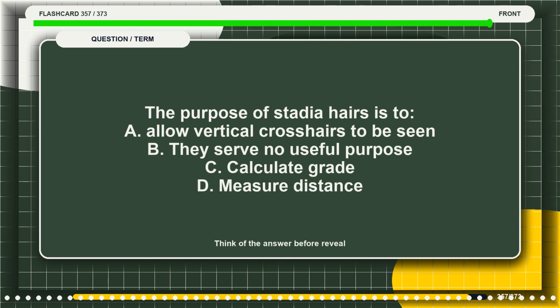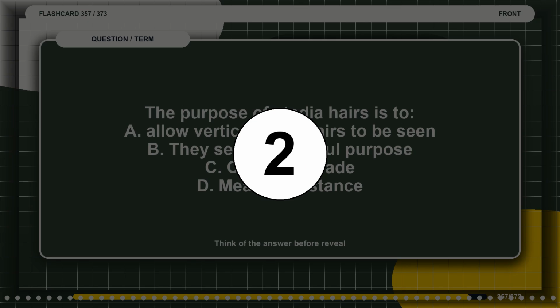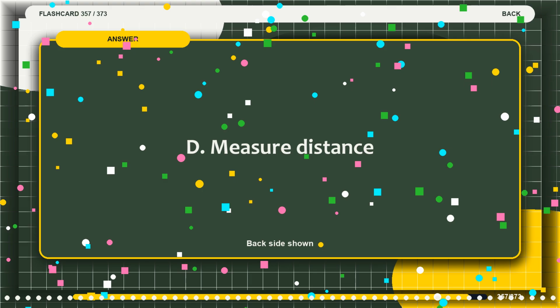Flashcard 357. The purpose of stadia hairs is to allow vertical crosshairs to be seen. B. They serve no useful purpose. C. Calculate grade. D. Measure distance. Think of the answer before the reveal. The answer is D. Measure distance.